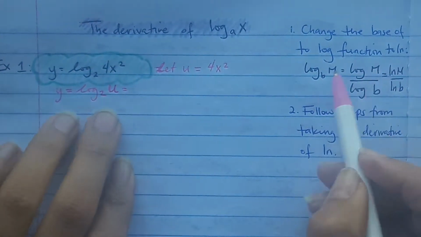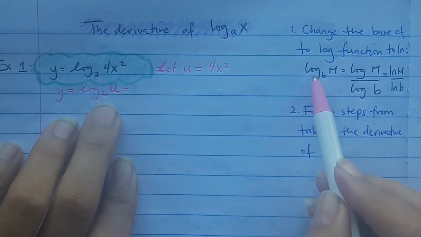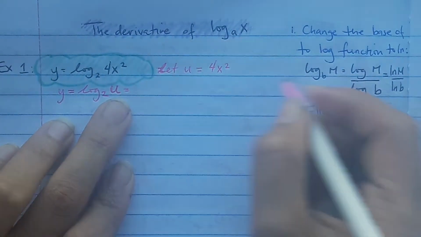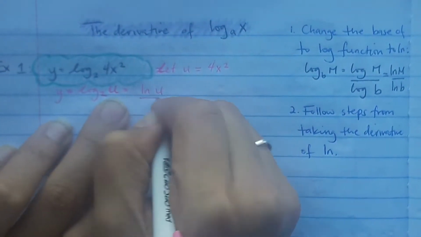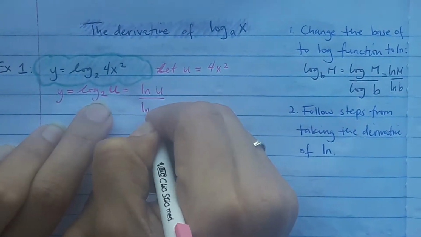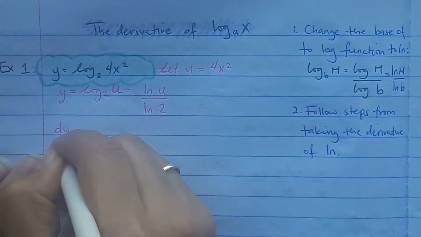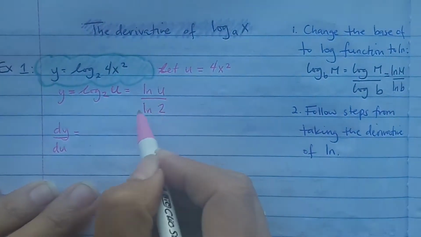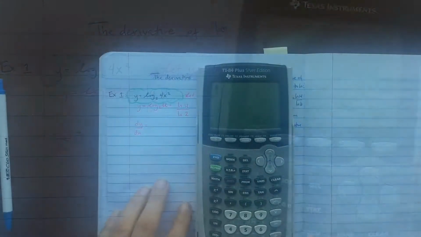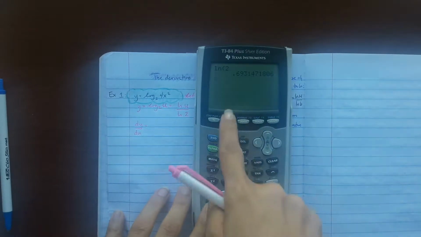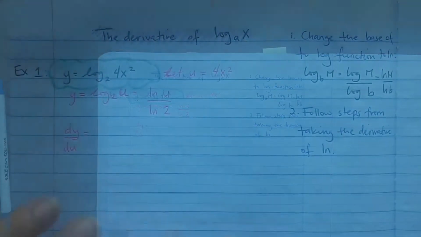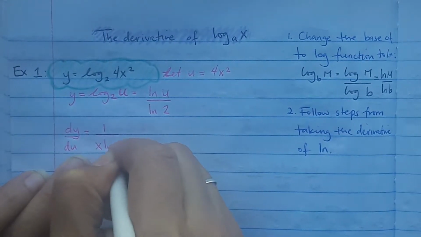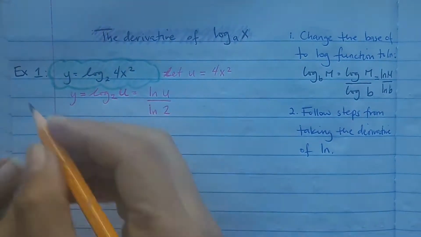Log to the base 2 of u is the same as natural log of u over natural log of the base, which is 2. It's exactly the same thing, and I now know how to take the derivative of that. The derivative of natural log of u is 1 over u, and log 2 is just a number. If you put it in the calculator, you get a number. So it's going to be 1 over u log 2.